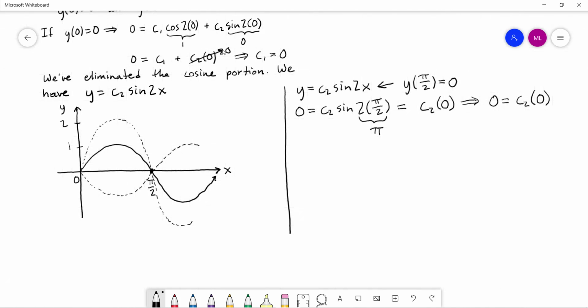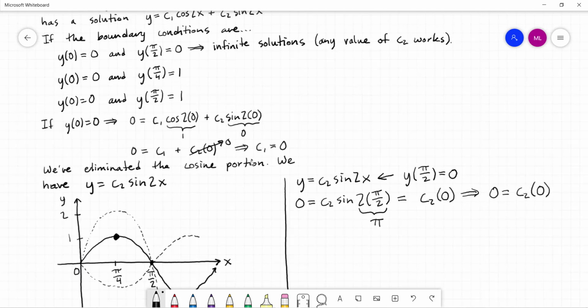So now it's saying, here's a point. At pi over 4, I want the curve that goes through this point right here. The height is equal to 1. Well, how many of these sine functions that we've got go through exactly this point? How many of these sine curves go through that point? Only one. Only this solid line that I've drawn. So this is going to give us a unique solution.